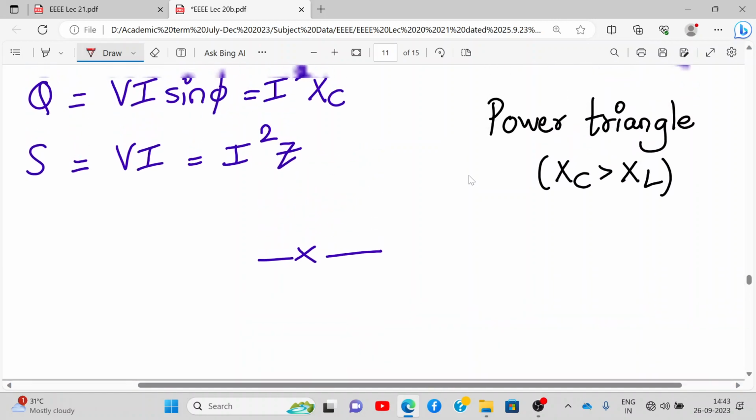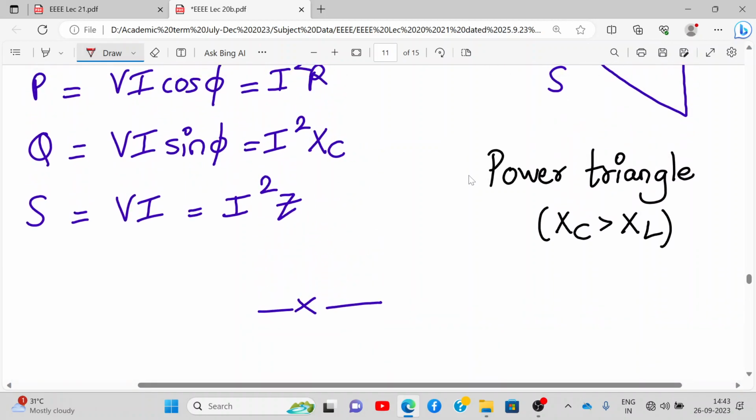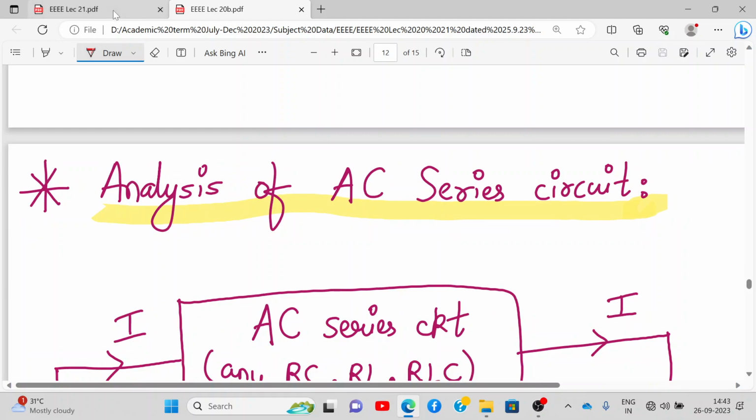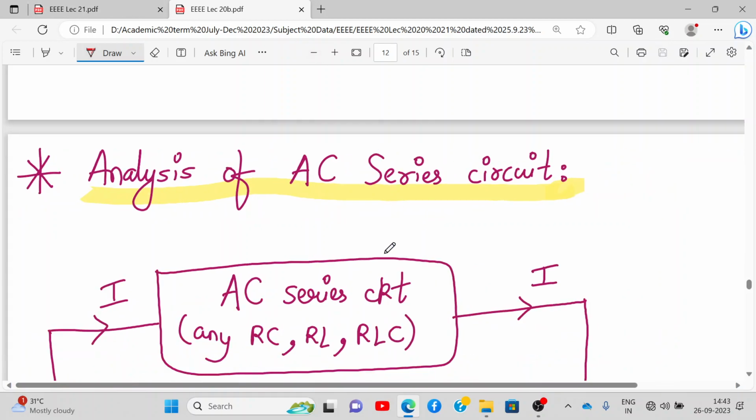Got it? Understood this? So with this, we have completed the analysis for the series RLC circuit only. Remember, you have parallel RC, parallel RL, and parallel RLC still remaining. And then you complete module number 2.3. So you have a lot of work to do. Now, I'll show you some techniques on how to solve numericals on this. So here you need to write down: analysis of AC series circuit.